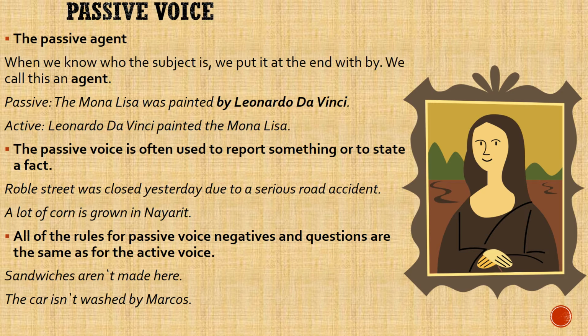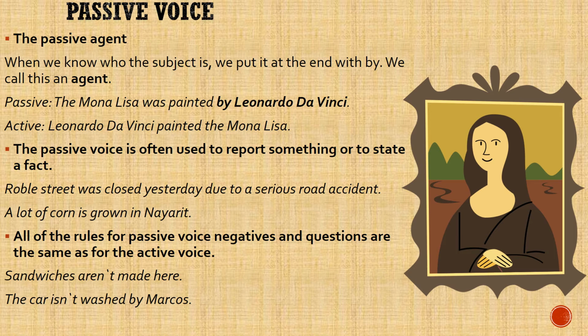The passive agent. When we know who the subject is, we put it at the end with the word by. We call that an agent. Example, the Mona Lisa was painted by Leonardo da Vinci. That same example in active voice, Leonardo da Vinci painted the Mona Lisa.